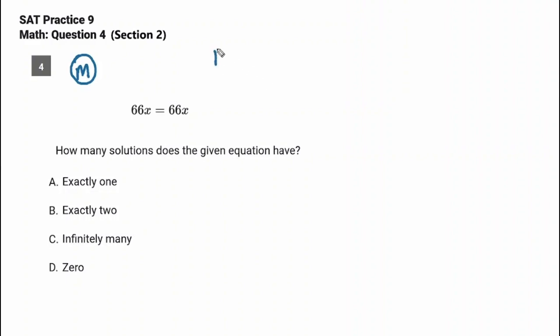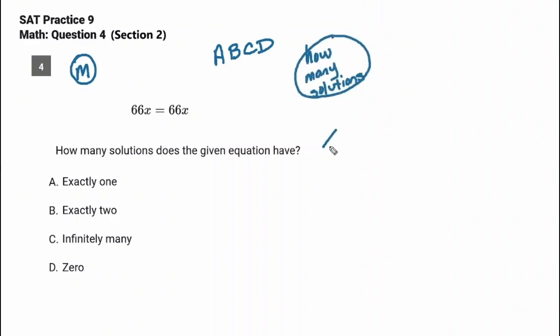If you're going to plug in, write down A, B, C, D. Let's write down the question real quick, and then let's just start plugging in. Let's make up our favorite number in the world, x equals 2. So if x equals 2, what's the equation? We don't even have to do it in our calculator. Just write it down. 66 times 2 equals what? 66 times 2. Is that an equation? It is, because both sides are the same. Can you cross off anything?